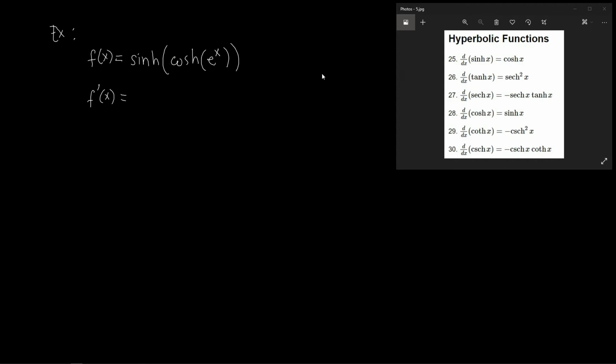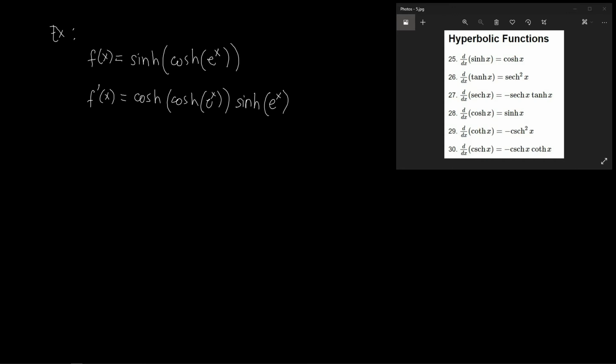Okay? So put cosine hyperbolic of the inside. Then derive the inside, because of the chain rule. What is the derivative of cosine hyperbolic? Sine hyperbolic of x. So you put sine hyperbolic of x.